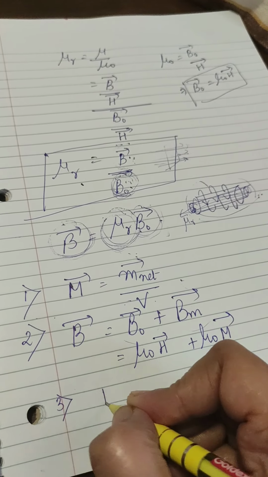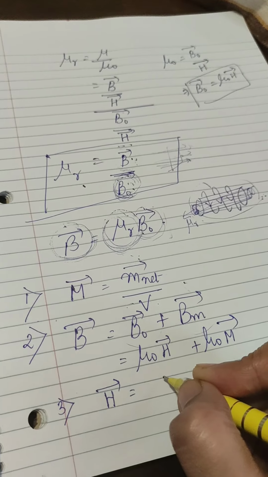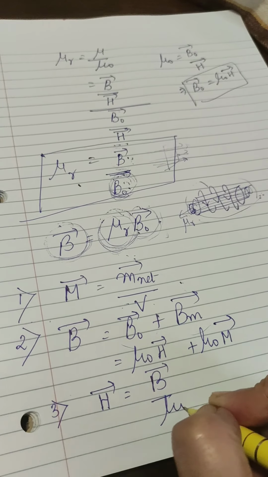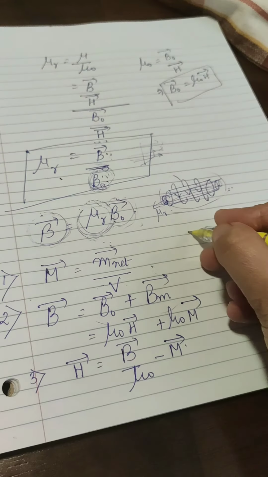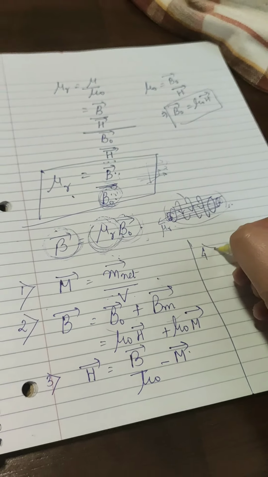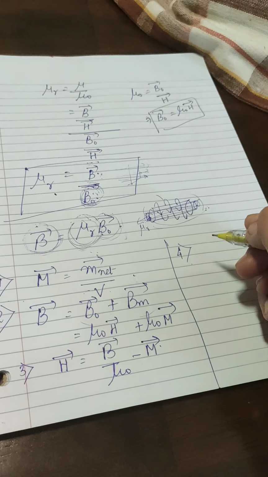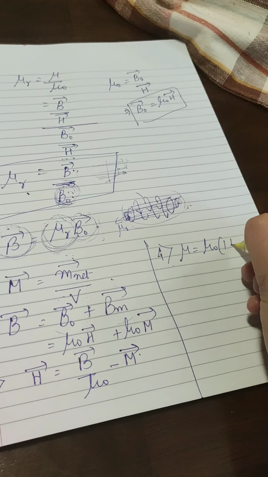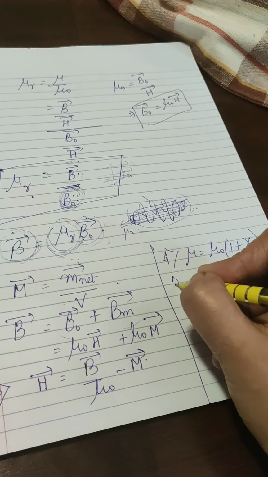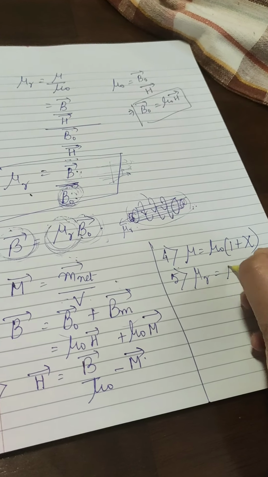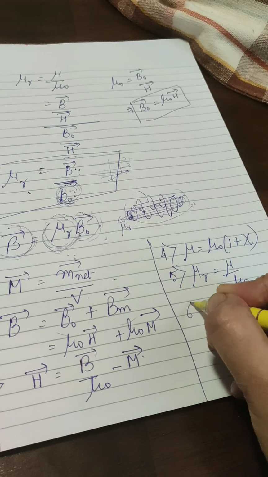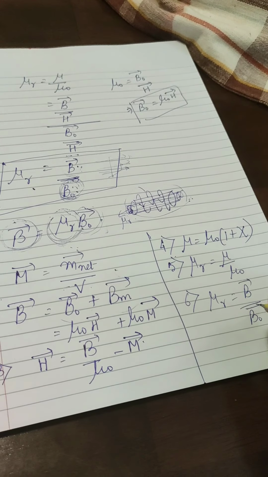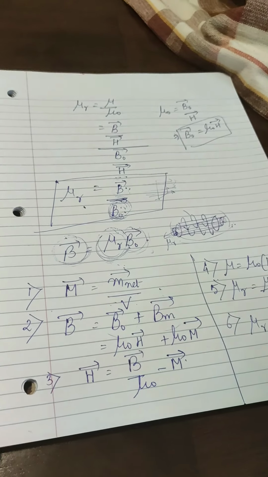Third, H is equal to B by mu naught minus M. Fourth, mu equal to mu naught (1 plus chi). Fifth, mu r equal to mu by mu naught. Sixth, mu r is equal to B by B naught. I hope these are all. Okay. Thank you.